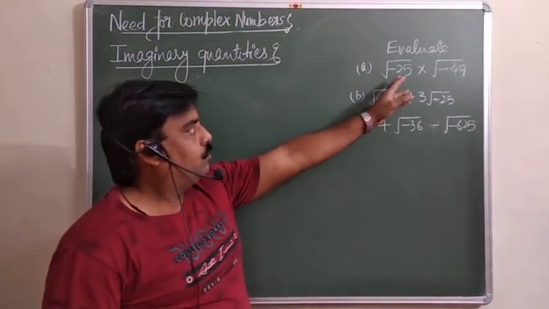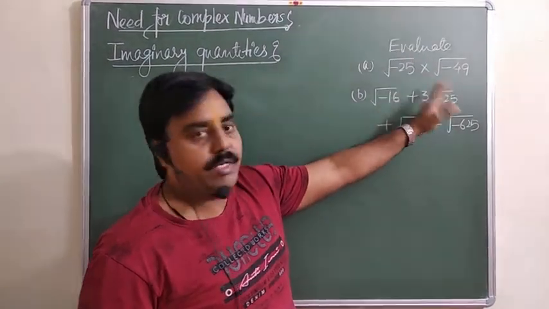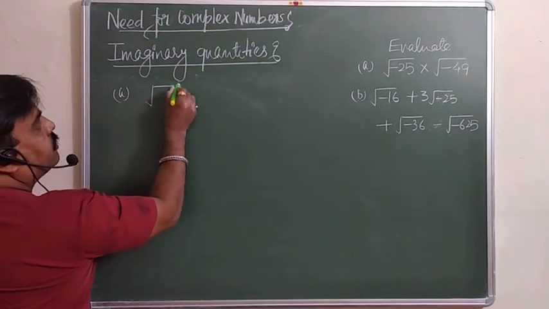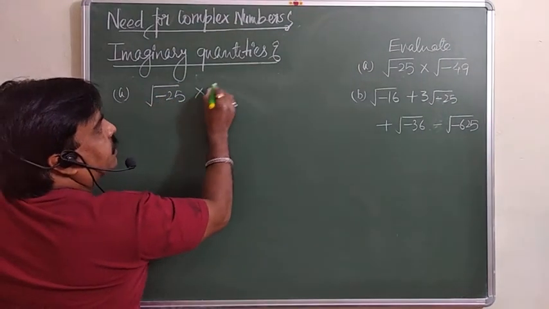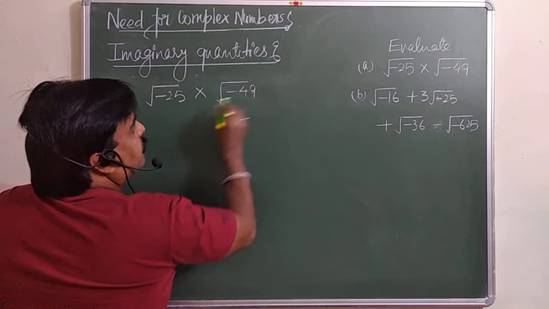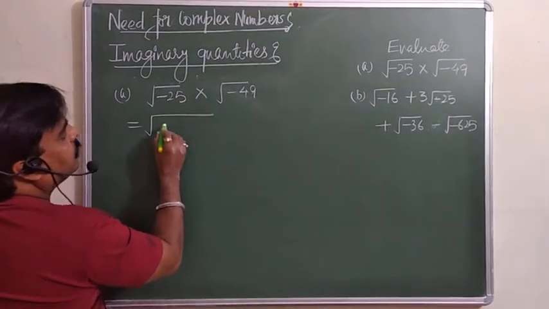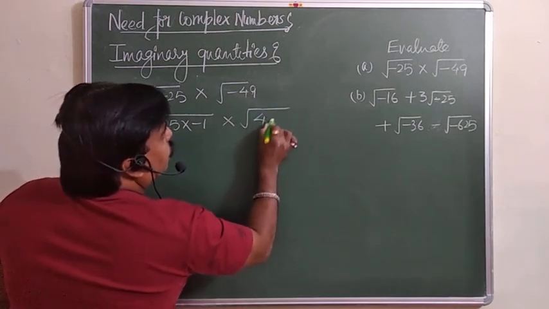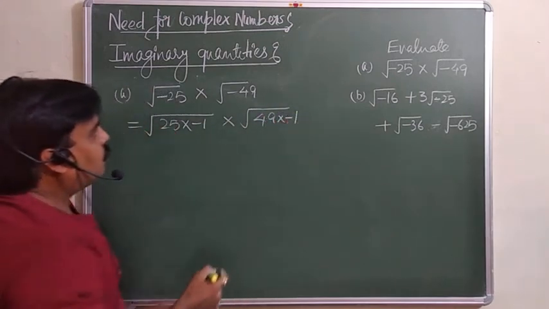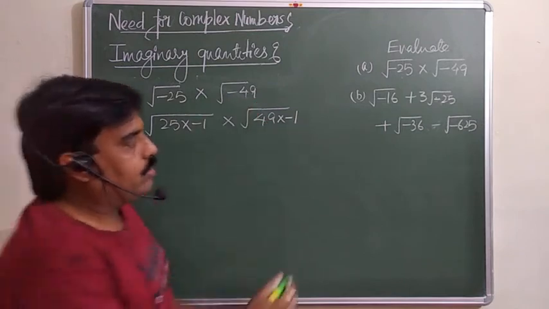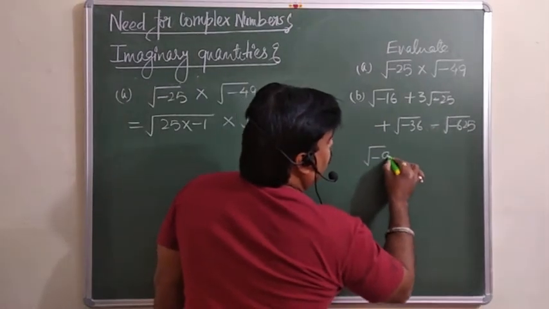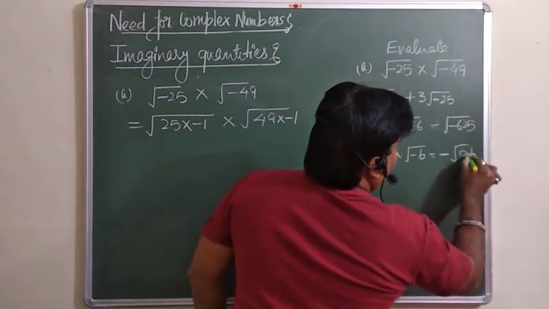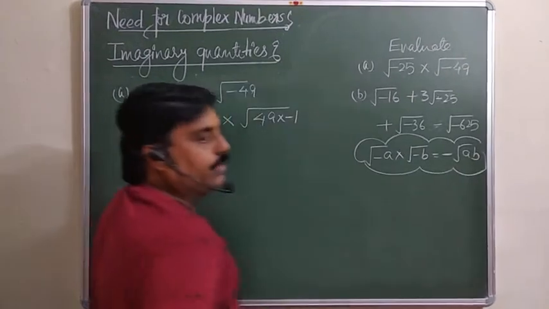Now, a few questions I am taking. How can you evaluate these things by using the properties? First is √-25 × √-49. Same, you can write this as √(25 × -1) × √(49 × -1). Or you can also do it directly by using this: √-a × √-b = -√(ab). Then by using this property also, you can do it directly.